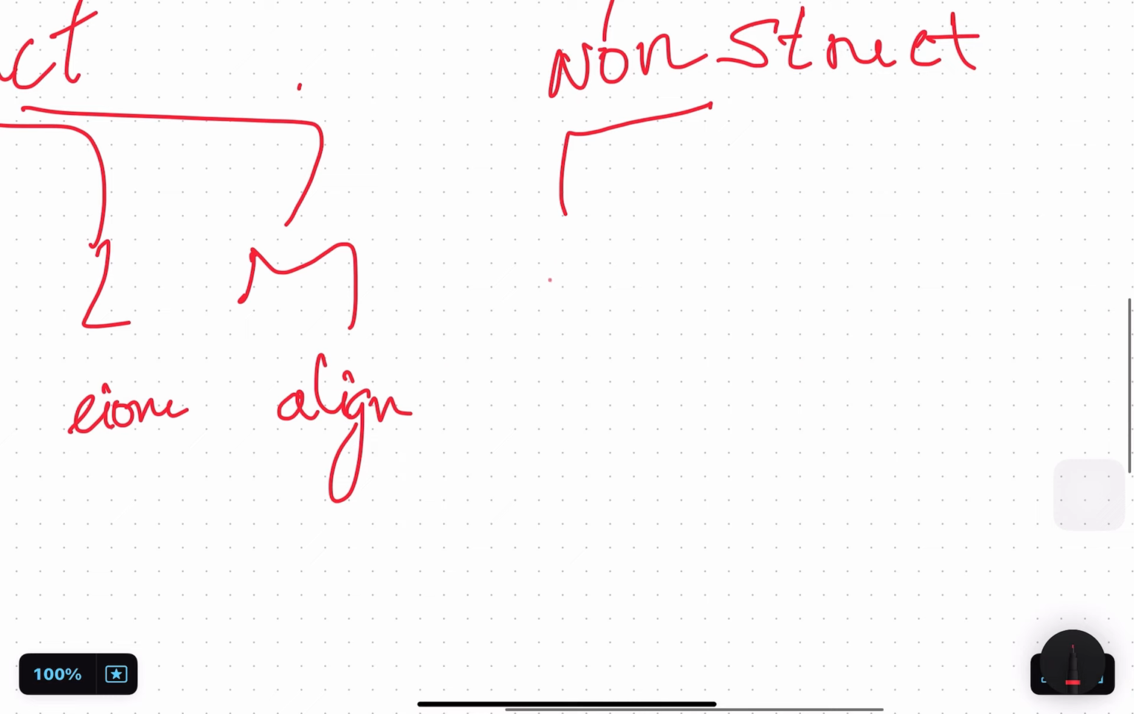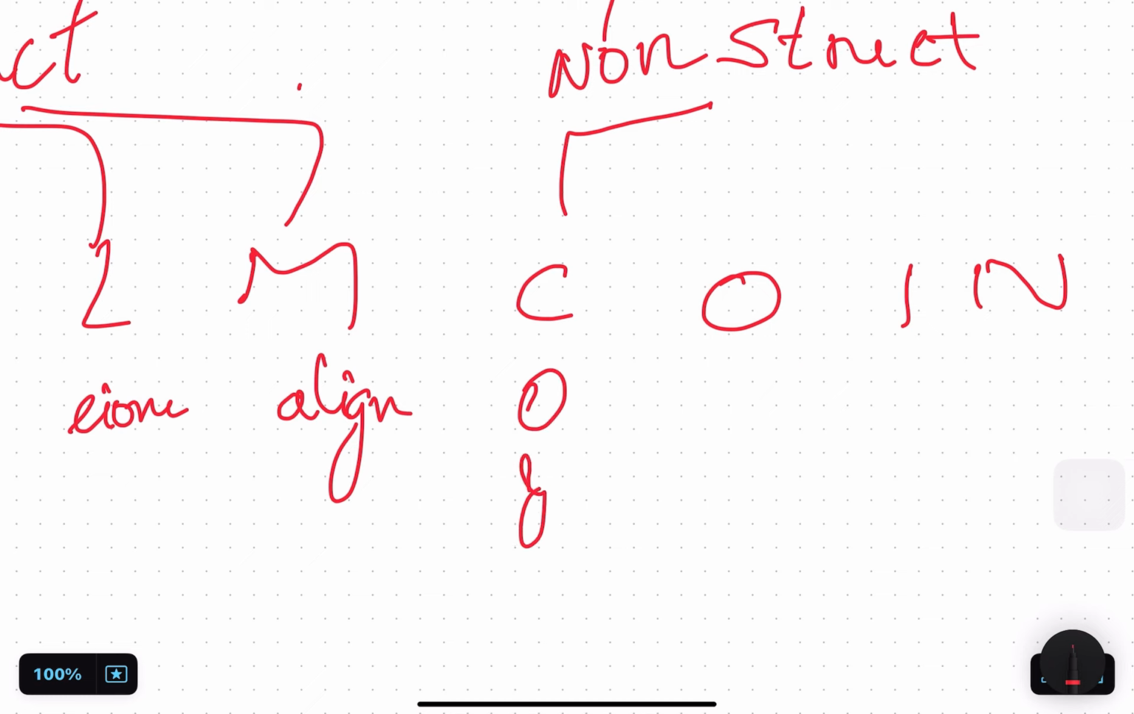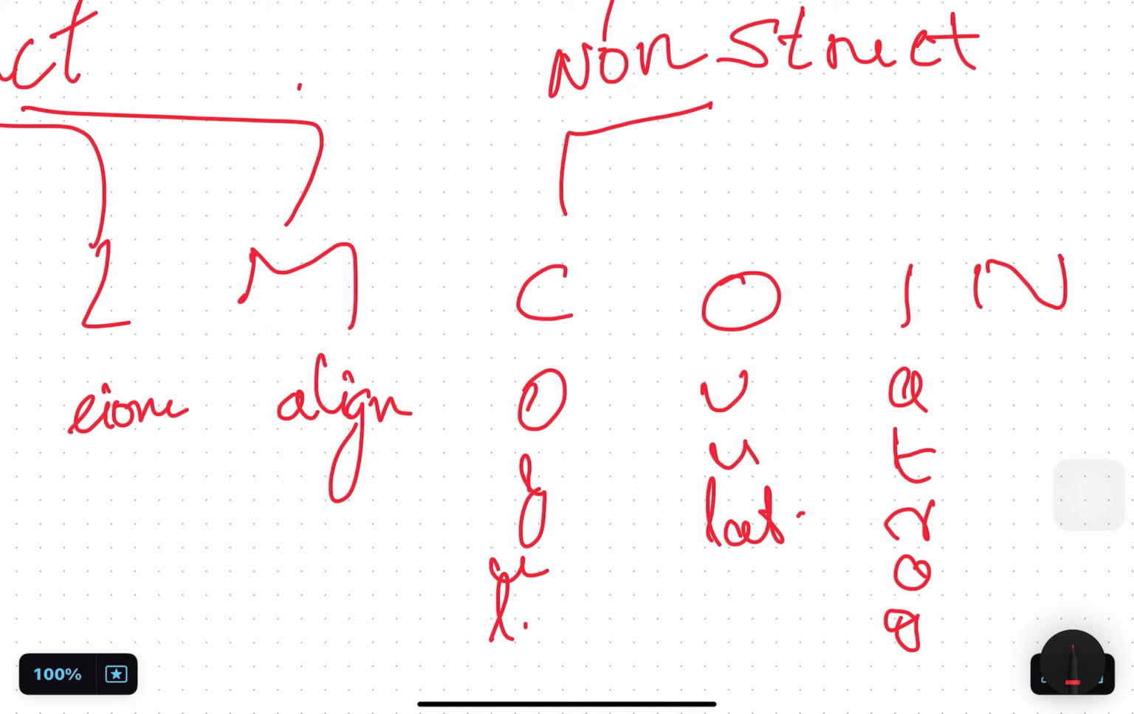In non-structural, what do you have? COEIN. What is C? Coagulatory defects. What is O? Ovulatory dysfunction. What is I? Iatrogenic. What is N? Not otherwise classified.